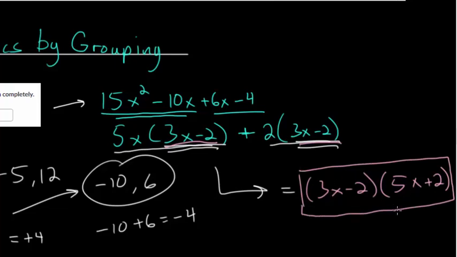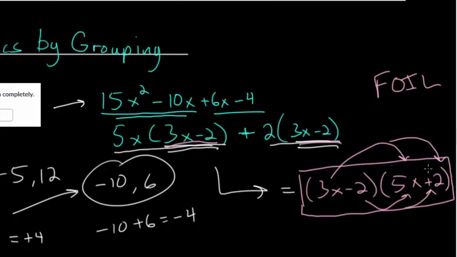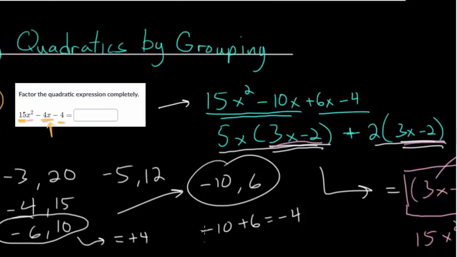But you don't want to just assume that you did your work correctly. You also want to check it. So we can use the FOIL method to remultiply this out, or you could also just think about it as distribution, because the 3x gets distributed to both and the minus 2 gets distributed to both. So 3x and 5x would make 15x squared. 3x and positive 2 would be plus 6x. Minus 2 and 5x would be minus 10x. And minus 2 and 2 would be minus 4. And you can see this would simplify back to minus 4x. So you get 15x squared minus 4x minus 4, which you can see is exactly what we started with.